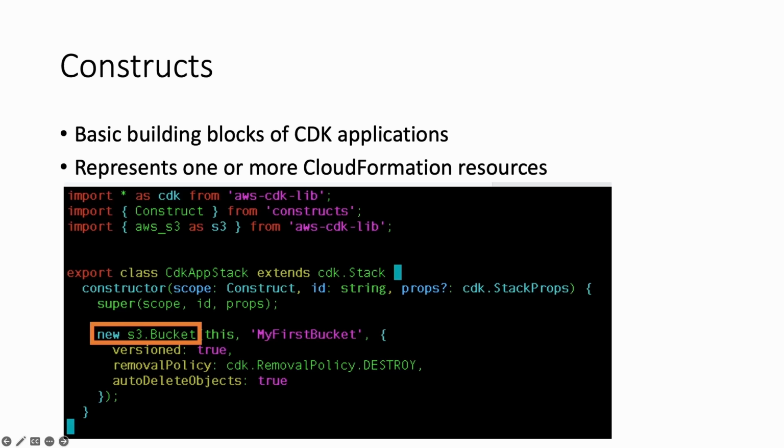Constructs have three levels. As I was mentioning earlier, with CDK your constructs provide higher level of abstraction. So you have level one, which maps to a CloudFormation resource. But then you also have level two and level three constructs which provide higher level of abstractions. So in this example, we are creating an S3 bucket, and this thing that I have highlighted is the construct that we are using to create the S3 bucket.